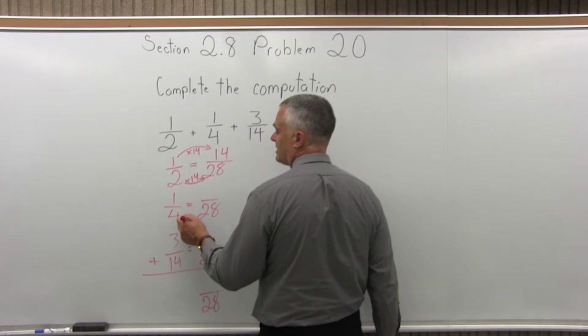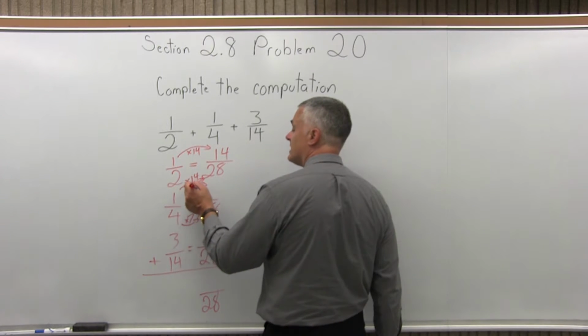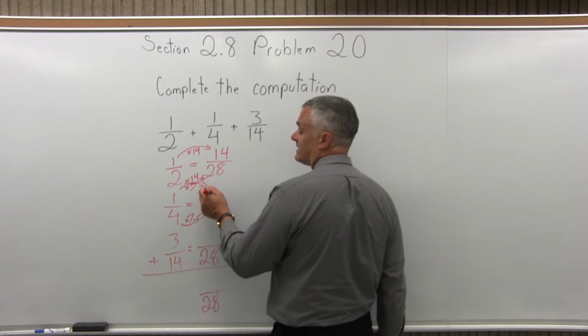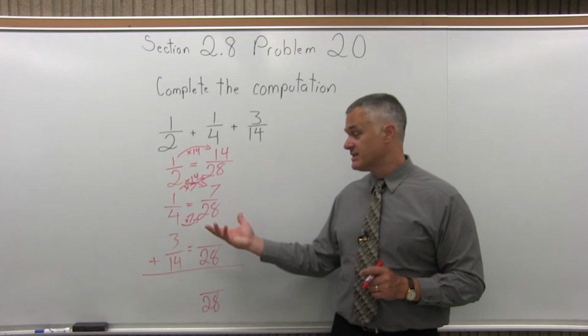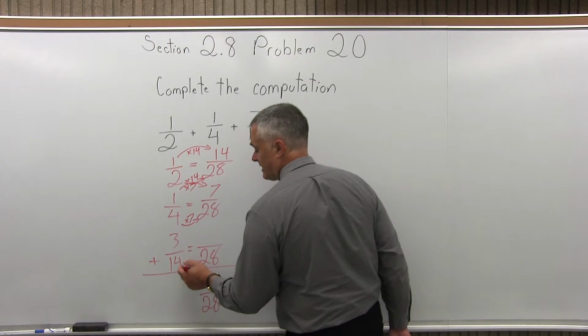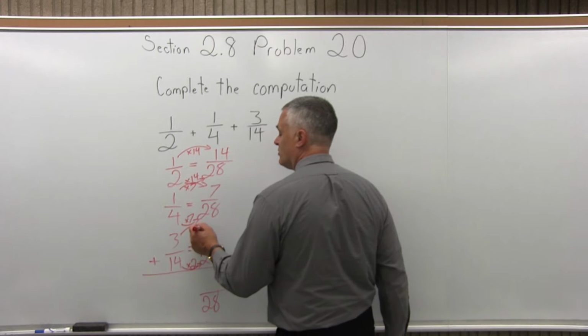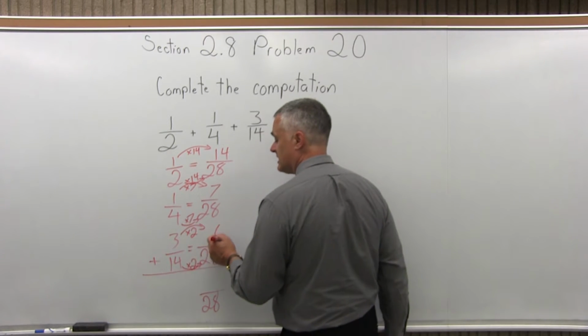4 times something is 28. Well, it has to be times 7. So the numerator times the same value, times 7. So 1 times 7 is 7. 7 over 28 would reduce back to 1/4. It's the equivalent. And now, the last fraction, 14 times something is 28. Well, 14 times 2 is 28. So the numerator is times that same value of times 2. 3 times 2 is 6.